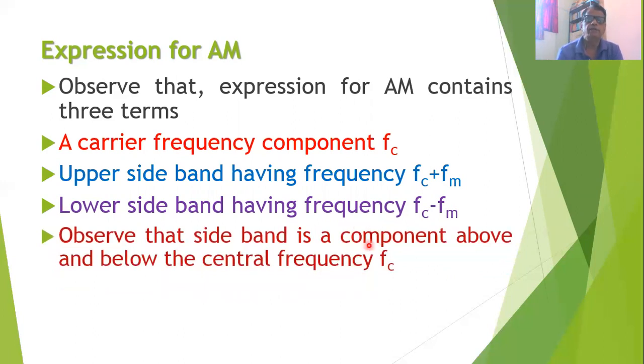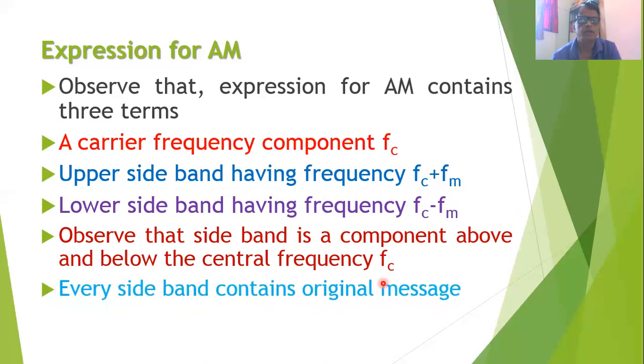So you will find that there are two sidebands present in the AM signal, and these sidebands are actually spaced equally above and below the central frequency, and the central frequency is the carrier frequency. And you will find that these sidebands are important. Why? Because they contain the original message. So every sideband in the AM signal will contain the original message.